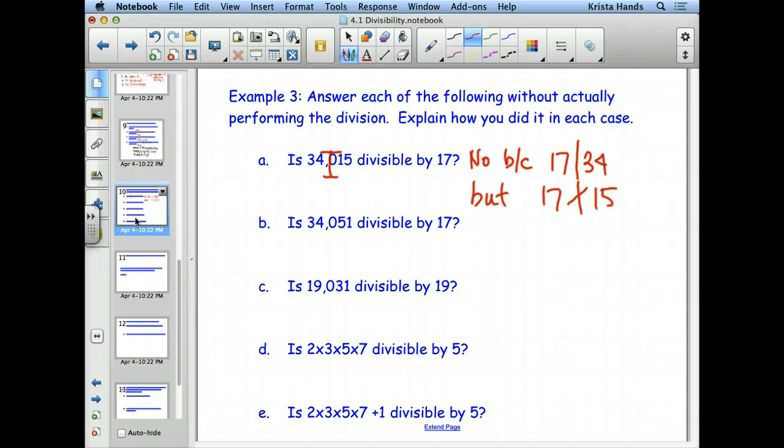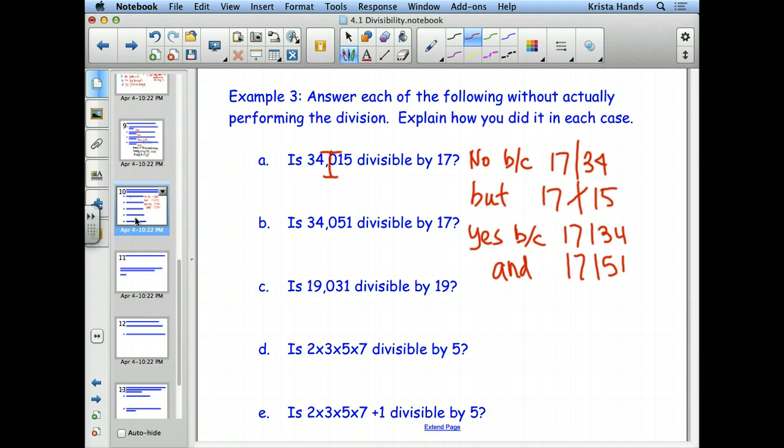How about part B? That one actually works. Why? Yeah, 34 is divisible by 17. We already did that one. 51 is actually divisible by 17 as well. What would you get if you divided 51 by 17? It's 3. So this one works for exactly the same reason that the last one didn't, because 17 divides 34 and 17 divides 51. It actually both works.